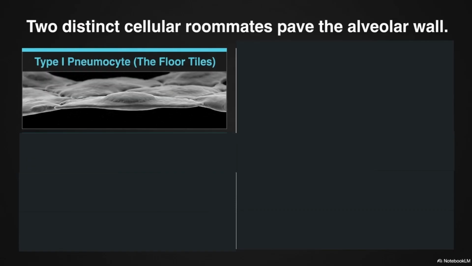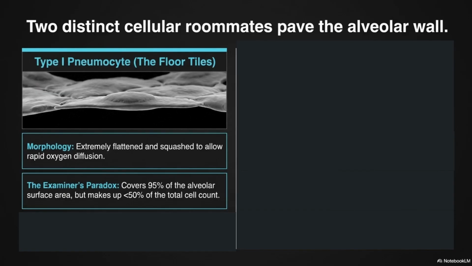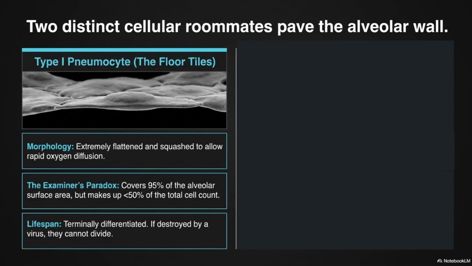First, the type 1 pneumocytes, which are essentially the floor tiles. In terms of morphology, they are extremely flattened and squashed to allow rapid oxygen diffusion. Here is the examiner's paradox. Type 1 cells cover 95% of the alveolar surface area, but they make up less than 50% of the total cell count. Their lifespan is terminally differentiated. If they are destroyed by a virus, they cannot divide.